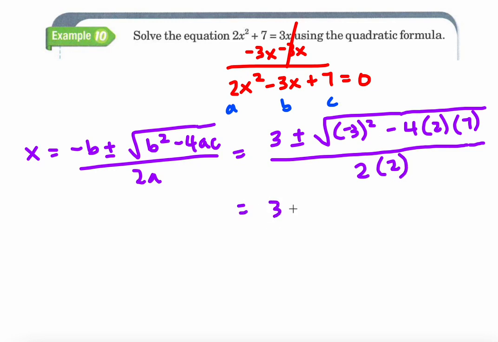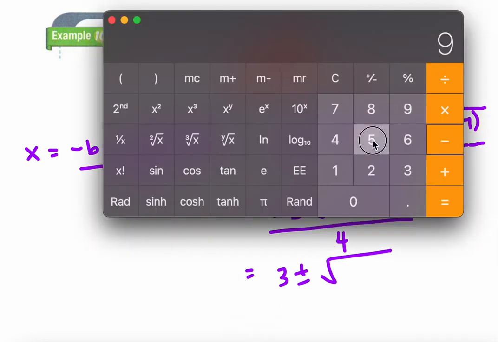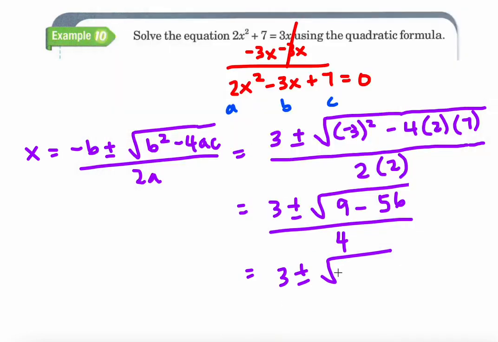Okay, now I can start simplifying stuff. The square root of negative 3 squared, negative 3 times negative 3 is positive 9, minus 4 times 2 times 7. 4 times 2 is 8. 8 times 7 is 56. And our bottom is 4. Now, I don't know about you, but I'm looking at this stuff inside the square root and I'm thinking to myself, that doesn't work. 9 minus 56 is a negative answer, negative 47.